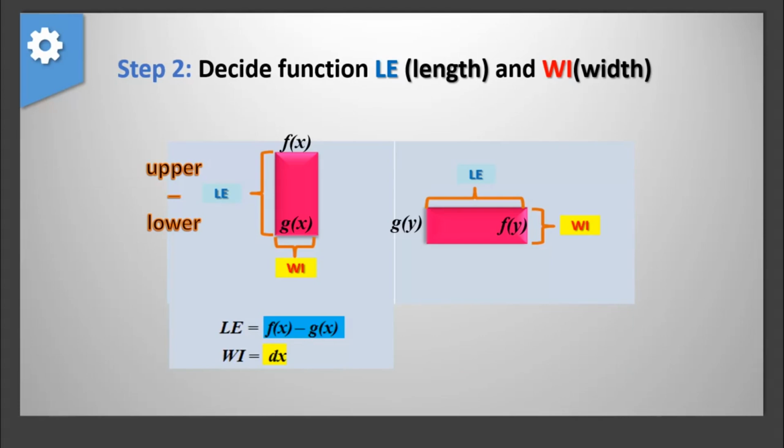For the horizontal block, we have the functions f(y) and g(y). We always take the right function subtract the left function for the length. That is, the length will be f(y) minus g(y), and the width is the small change of y, that is dy.